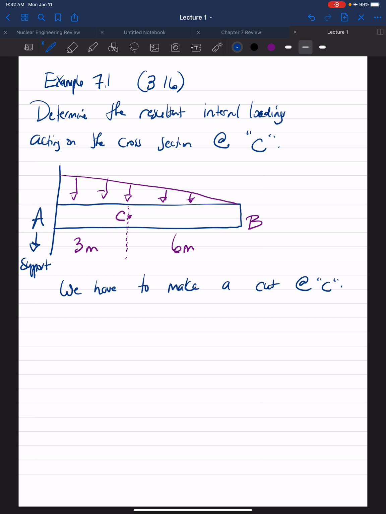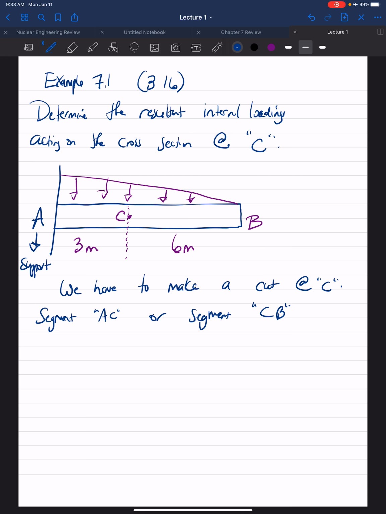So if we make the cut at C, we'll be left with two segments. We can have a segment AC or a segment, call it CB. And this is a cantilevered support where the point at A has all our support reactions. So if we did AC, then we have to figure out our support reactions at A. However, CB will allow us to solve the problem and not have to do the external support reaction analysis. So if we deal with segment CB, then the problem becomes a lot easier and simpler.